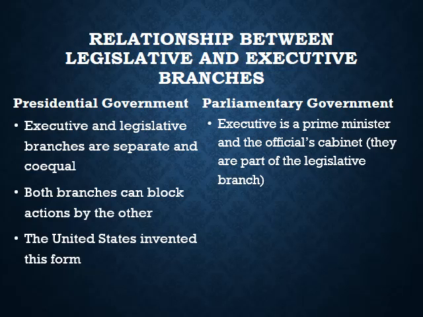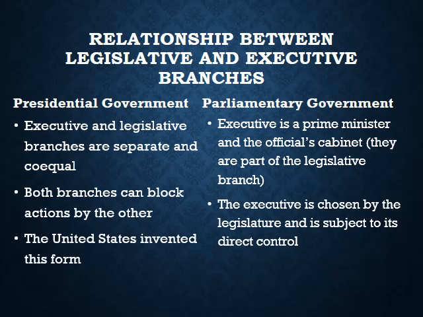The parliamentary government you're very familiar with if you think about England. The executive is a prime minister, and the officials' cabinet is all chosen by the legislative branch. The legislative branch chooses the prime minister. The legislative branch chooses the cabinet. It's an over-glorified secretary position, if you think about it. They are working at the will of the legislative branch. All right? The legislative branch tells the prime minister what he can and cannot do, or she can and cannot do. All right? Examples of this would be Great Britain, Canada, and Japan. All democracies, but there's a totally different swing on how the executive branch and the legislative branch works.